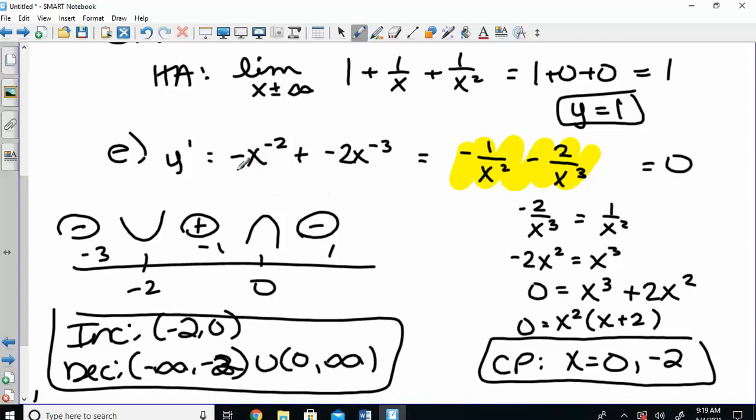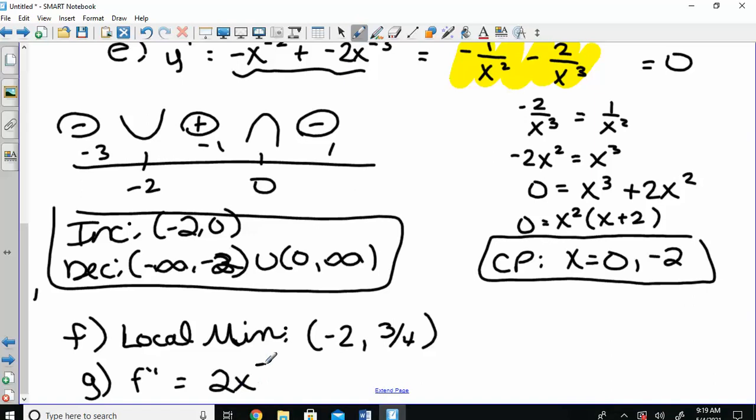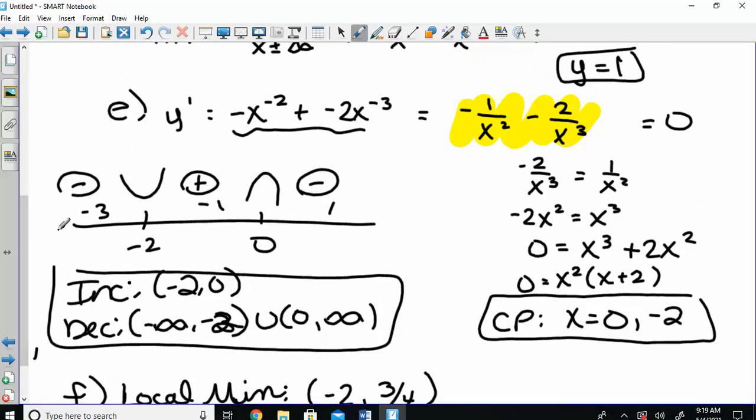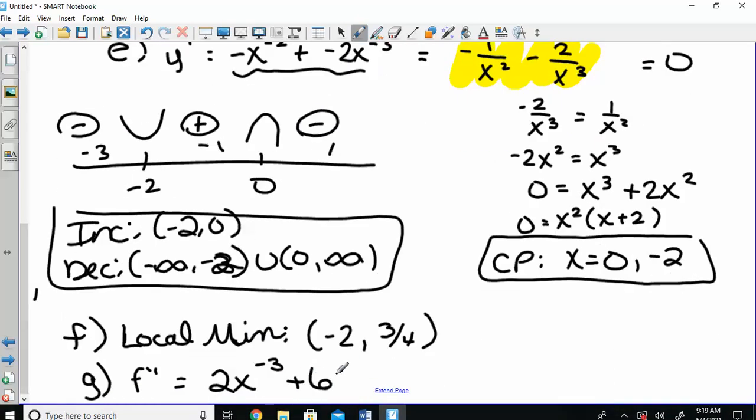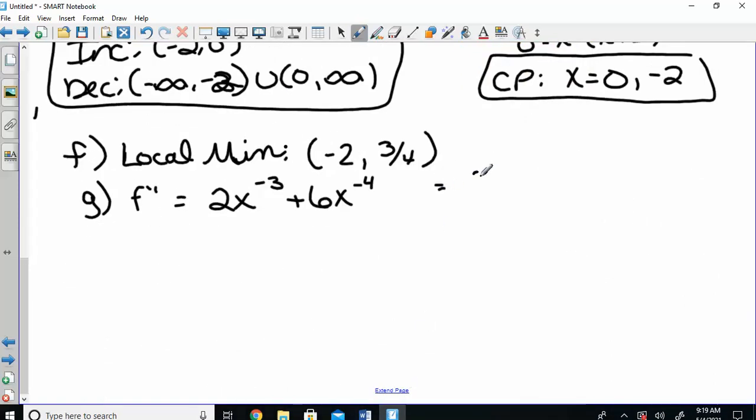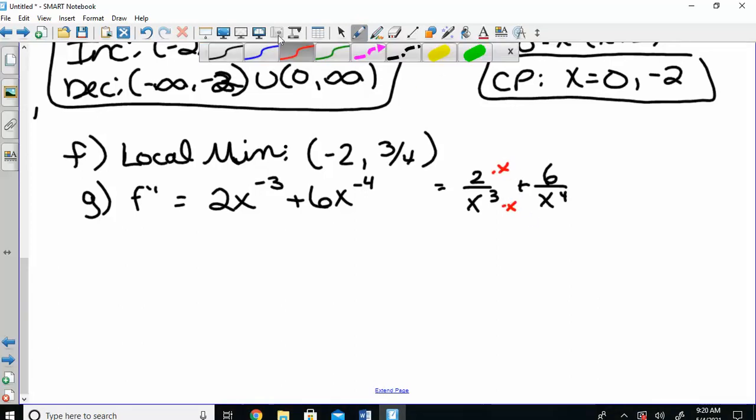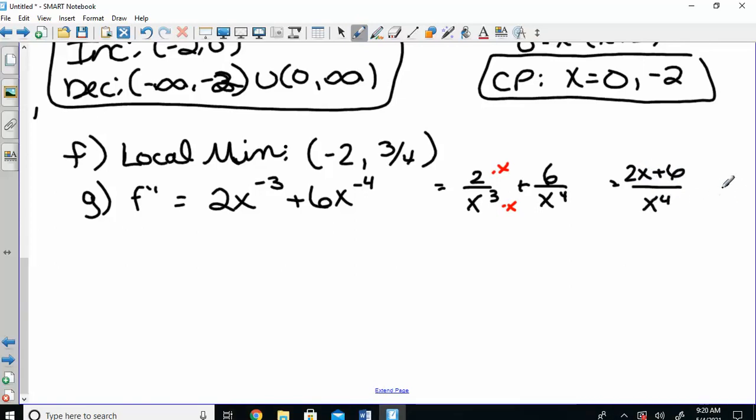Okay, let's try this. Second derivative. The negative 2 comes down, so that gives me a 2x to the negative 3. Negative 3 comes down, so that's a 6x to the negative 4. I'll rewrite that as 2 over x cubed plus 6 over x to the 4th. The last one, I just set this equal to 0 and solve it that way. If you are more comfortable, you could also get a common denominator and put these together. If you chose that route, you would have to take this one times x on top and bottom, so you get 2x plus 6 over x to the 4th. So whatever makes the most sense to you.